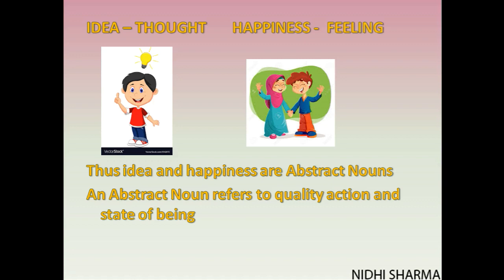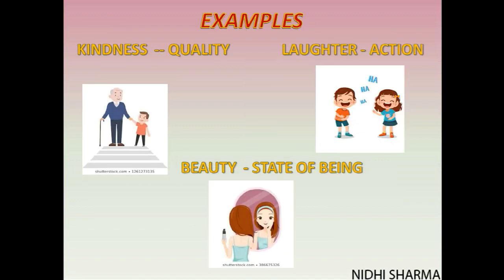An abstract noun refers to quality, action and state of being. Now, kindness is a quality. Laughter is an action. Beauty is a state of being. So, kindness, laughter, beauty, they all are abstract nouns as we cannot see them, hear them, smell them, taste them or feel them. So, they all are abstract nouns.